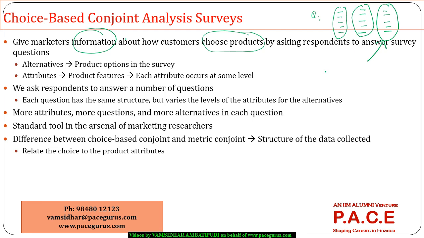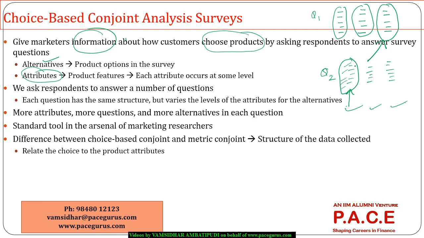So he will choose this one. Similarly, I'll design another question with another combination of the features, then I'll ask him to choose. Let's say he has chosen this. This is how the survey typically goes. I'm giving him different alternatives; 1, 2, 3 are the alternatives. So I'm having 3 product options in the survey, and within each alternative, I'm giving the same set of attributes, the features of that product.